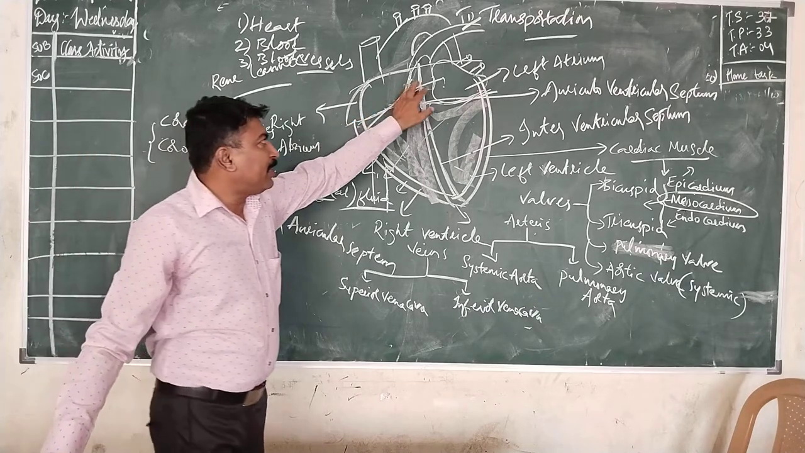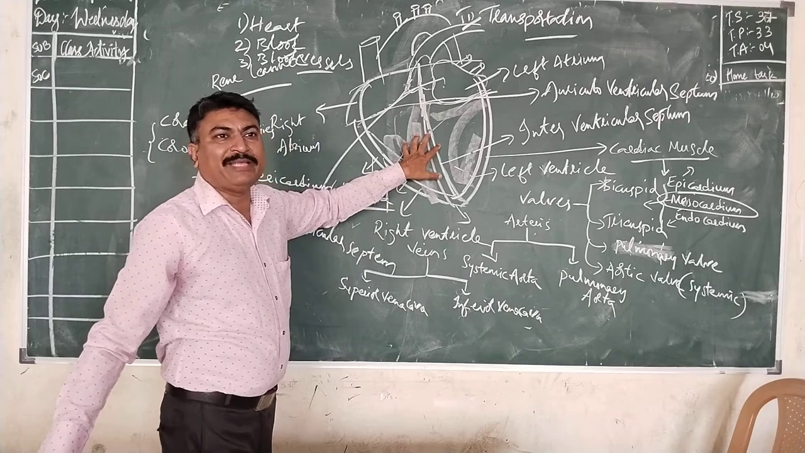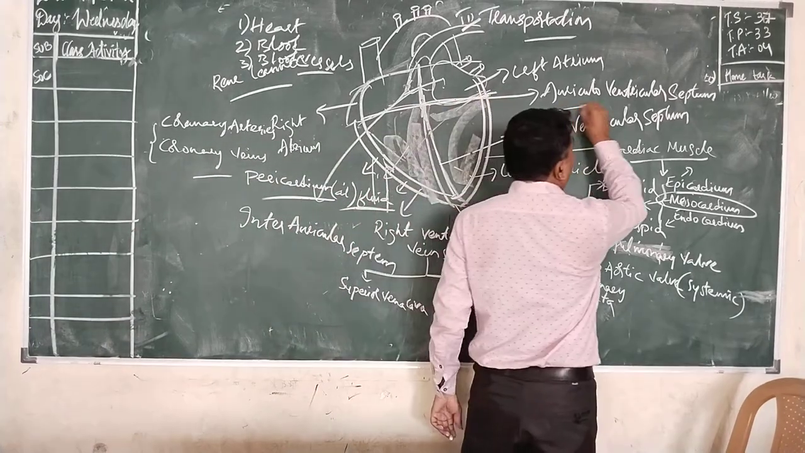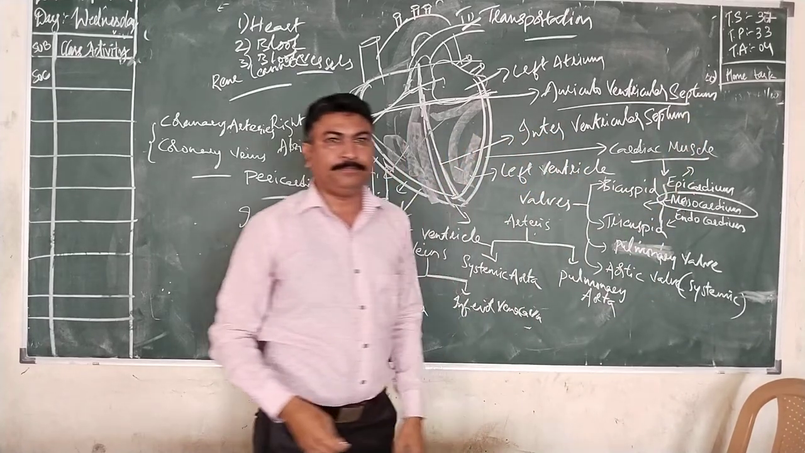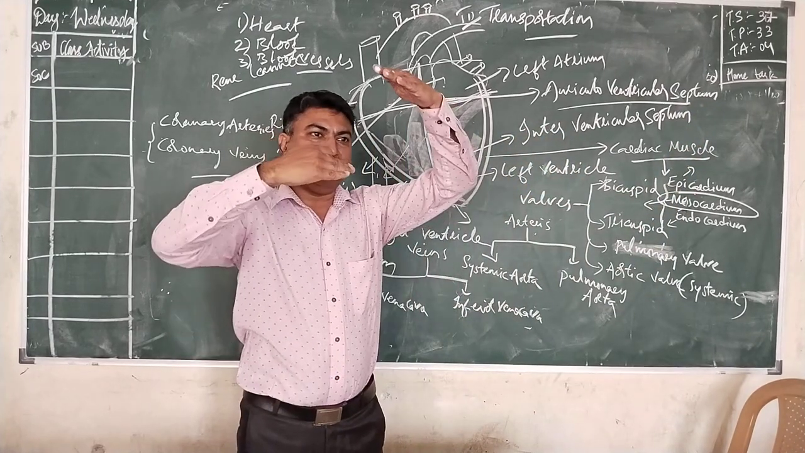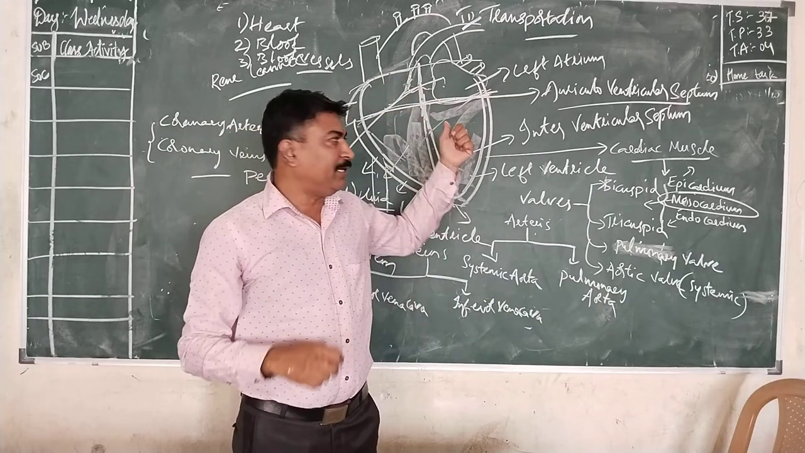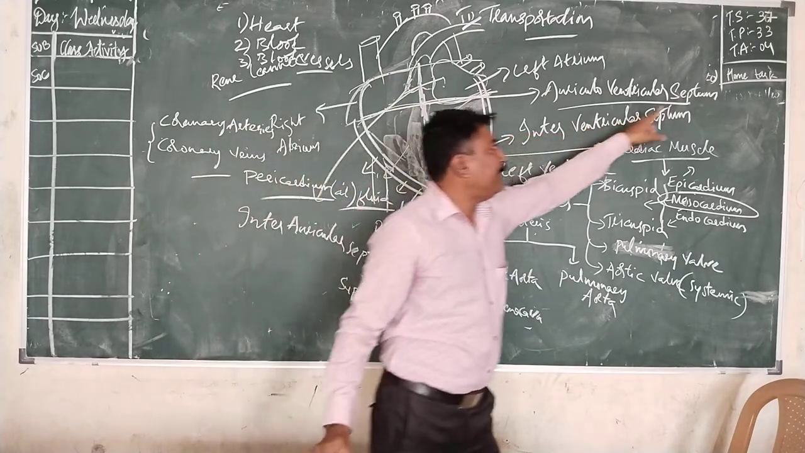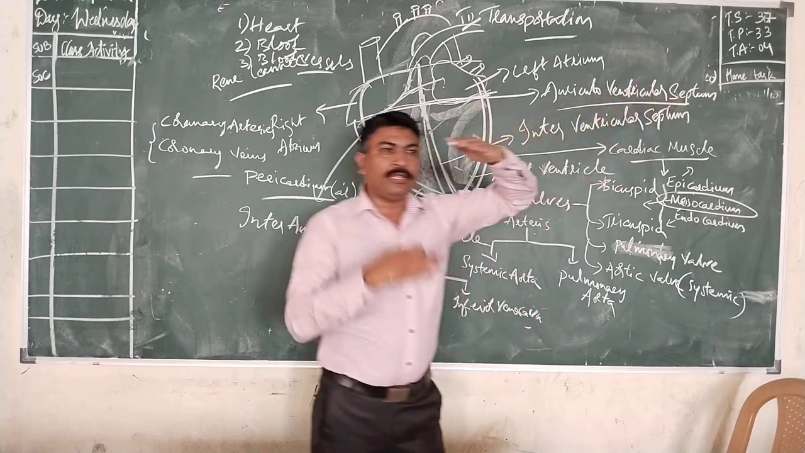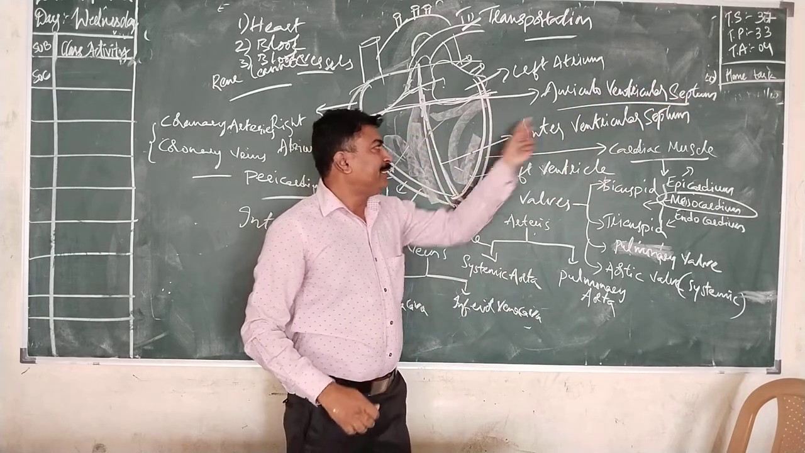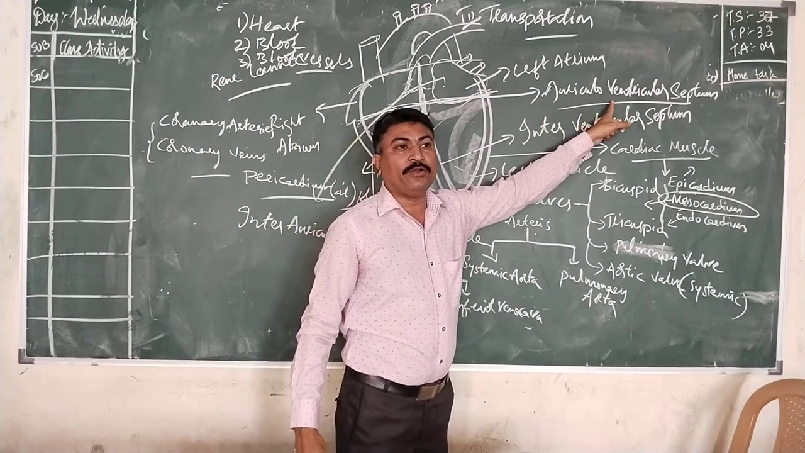Now both auricles and ventricles are separated by a septum called the auriculoventricular septum. Auricles and ventricles are separated by a wall. The wall, in biological terminology, we call a septum. Both the upper two chambers and the lower two chambers are separated by a septum called the auriculoventricular septum.